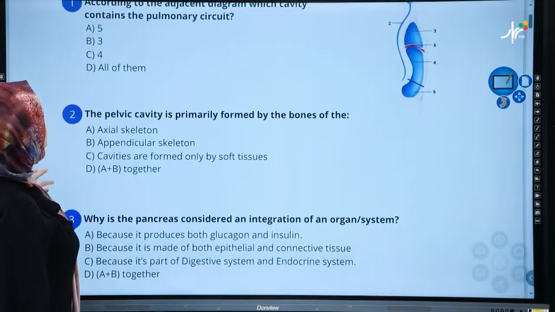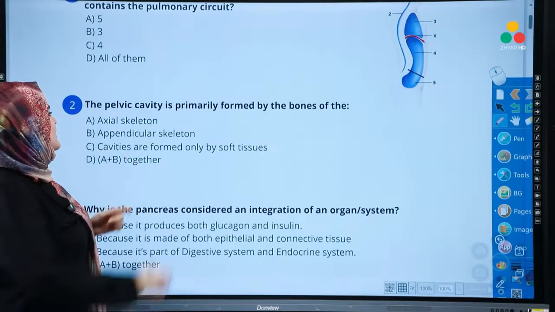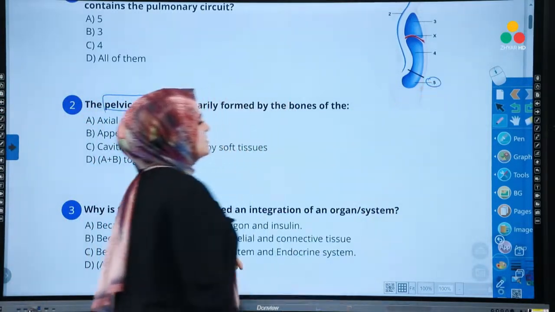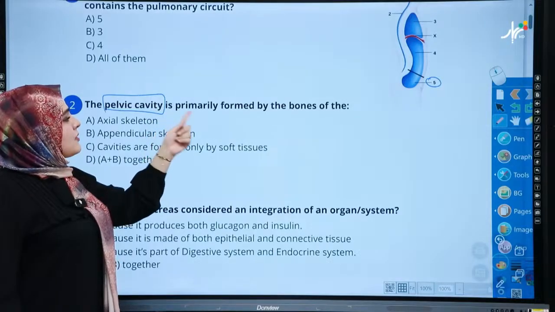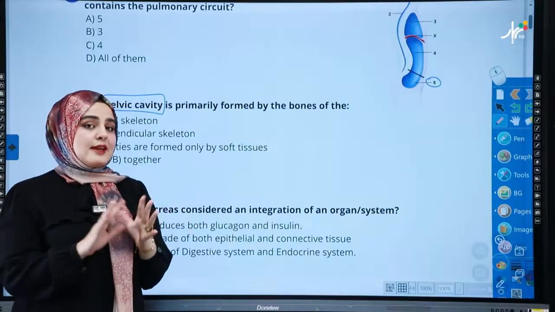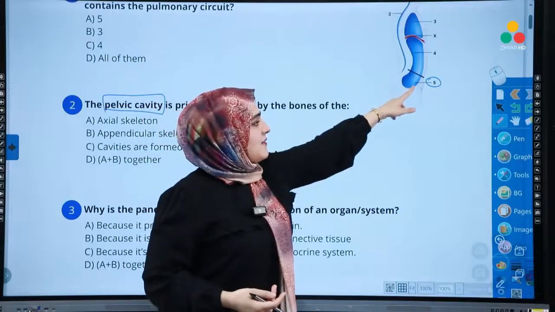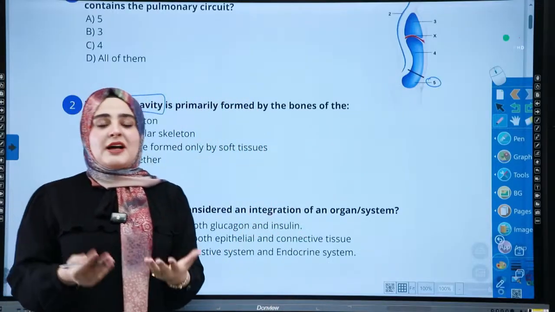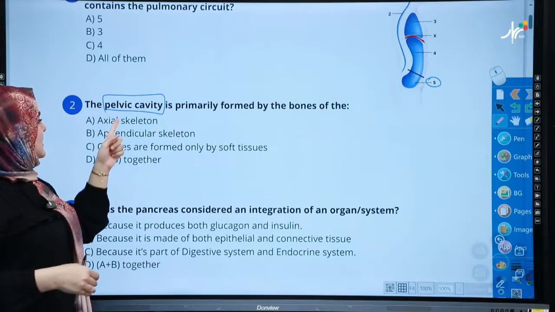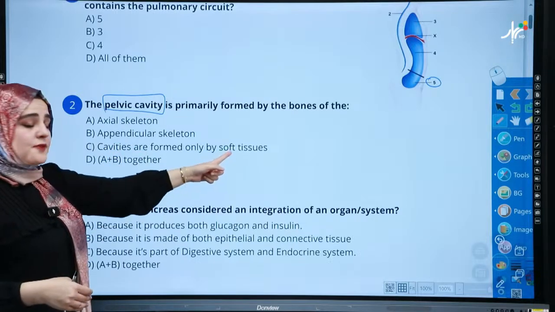Let's move on to the second question. In the second question, it's also about cavity, but this time it's talking about the pelvic cavity, a more specific one. Number 5 is pelvic cavity, just for your information. It is primarily formed by the bones of, okay, we said that cavities are encased by bones to protect the organs there. And we know that the pelvic cavity is named after the bone surrounding it, which is the pelvis. Pelvis, we should find out which type of skeleton it is. Is it axial? Is it appendicular? Or is it made of soft tissues?